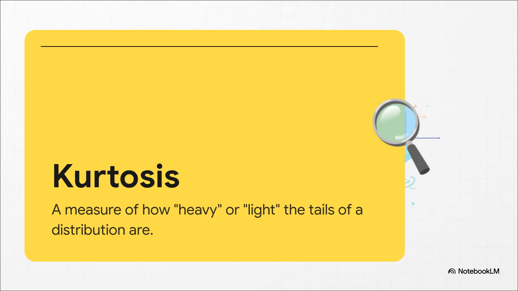Okay, so data can be lopsided. Got it. But there's another, even more dramatic way it can be strange, and that's something called kurtosis. This isn't about the data leaning left or right. This is all about the extremes. It tells us how likely we are to get hit with a massive, out-of-the-blue surprise. You know, a black swan event.